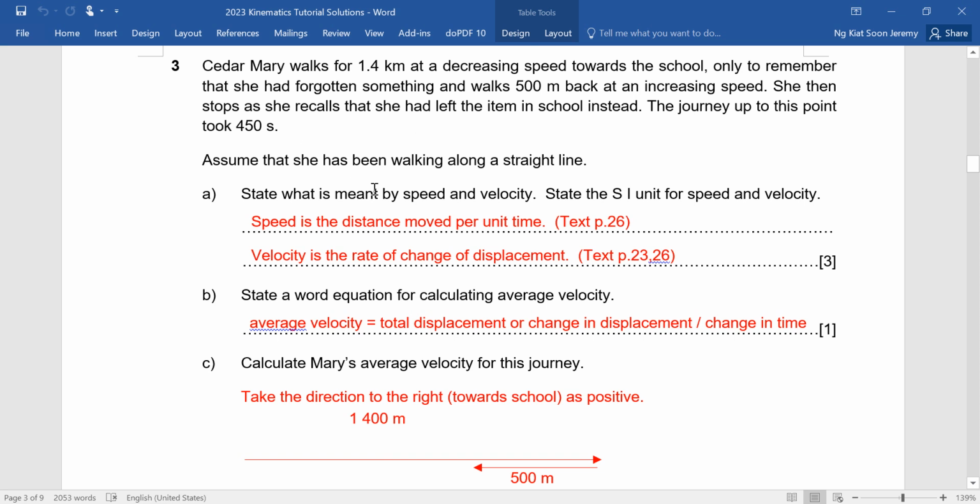State what is meant by speed and velocity. Please note that these two definitions are actually part of your learning outcomes. So please memorize them word for word. We do not accept alternatives.